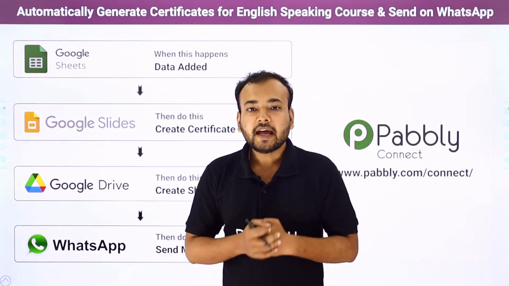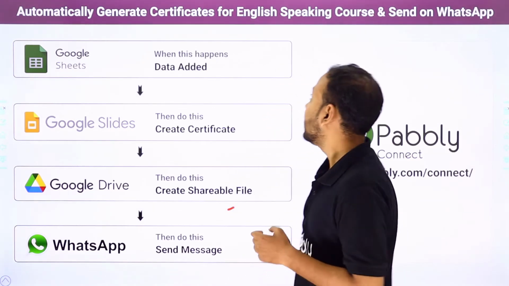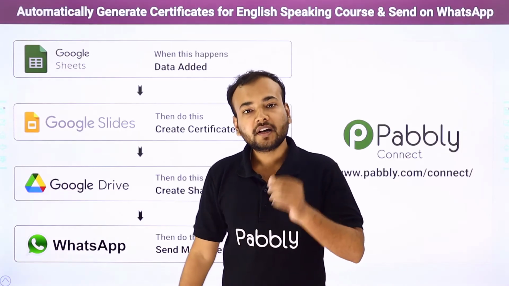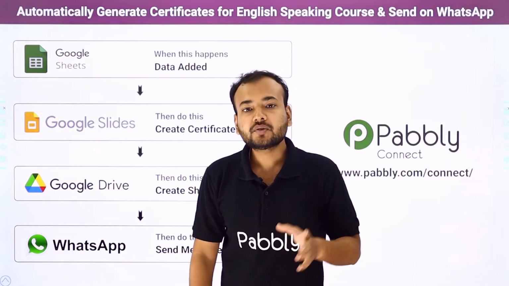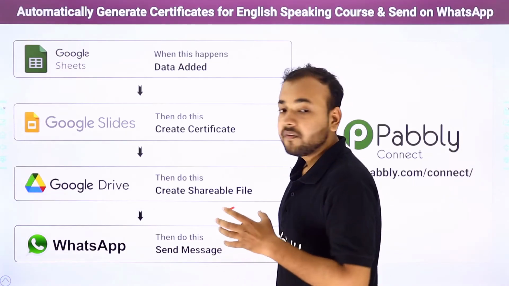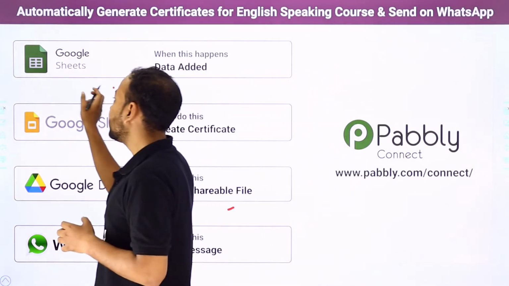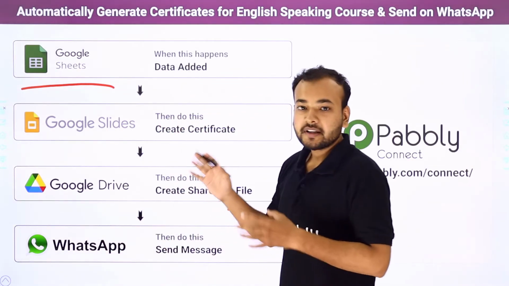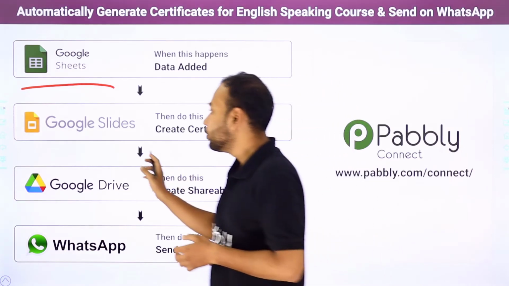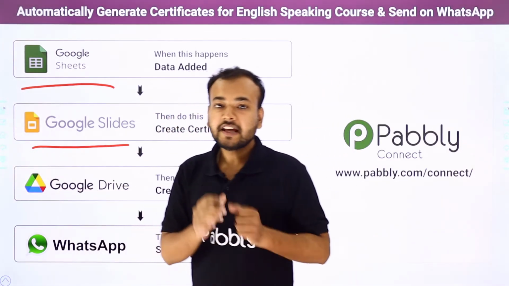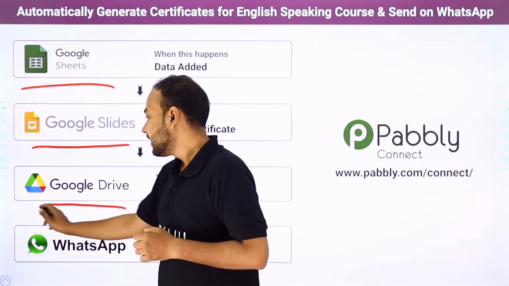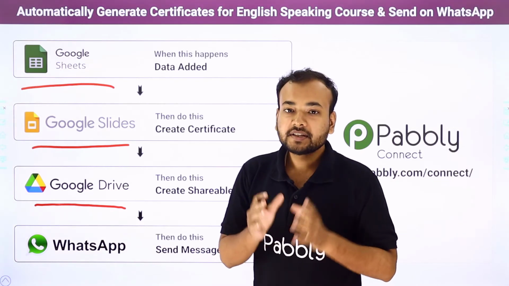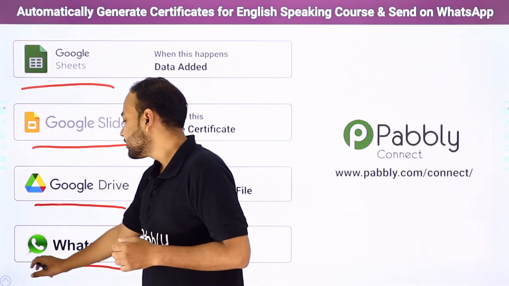Now let's suppose that you have created an online course on English speaking and you are selling that course, and whenever a student of yours completes that course, you mention the status of completion here in a Google Sheet. After this, you create a certificate from Google Slides for the student who completed the course. Then you save that certificate in Google Drive, and then you manually compile a message for that student, attach the certificate and send it on the WhatsApp account of the student.